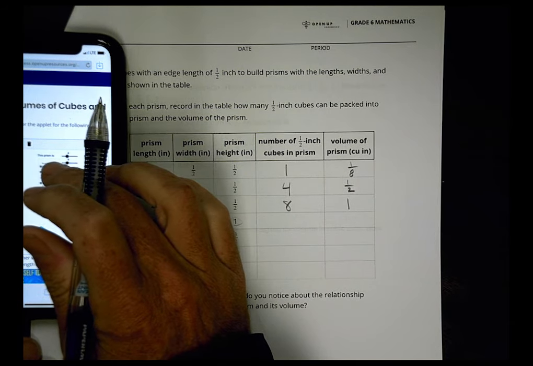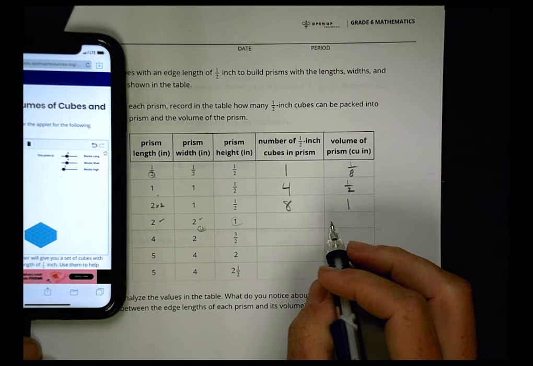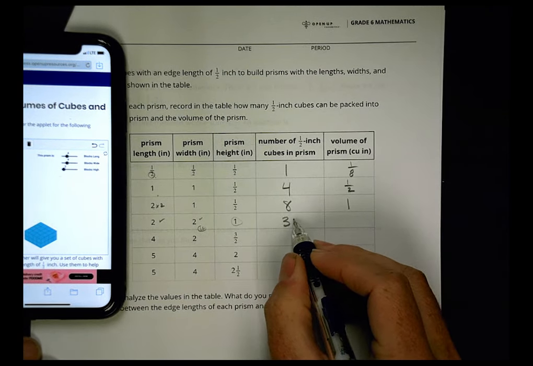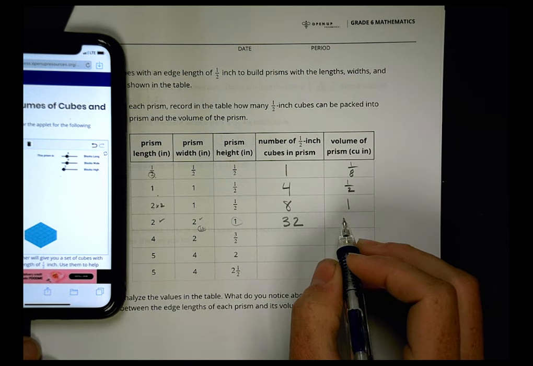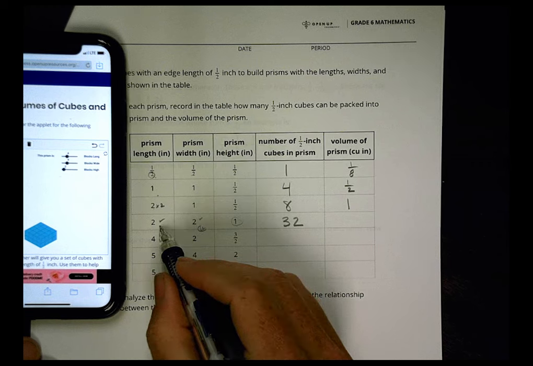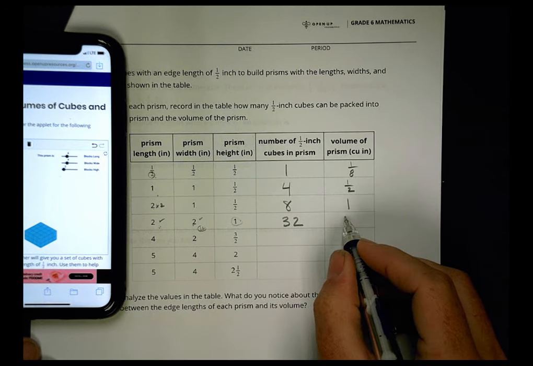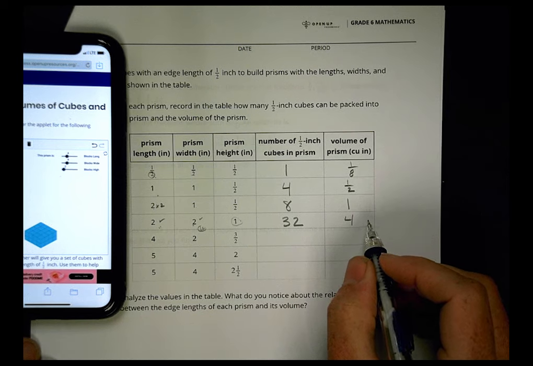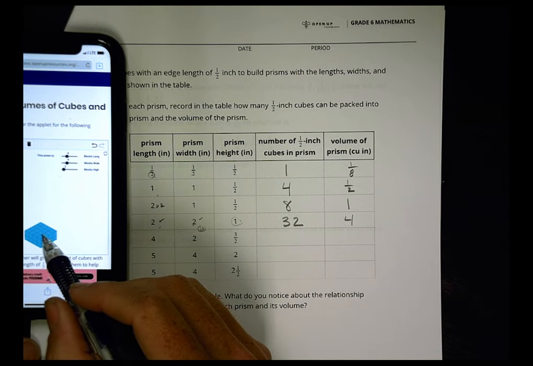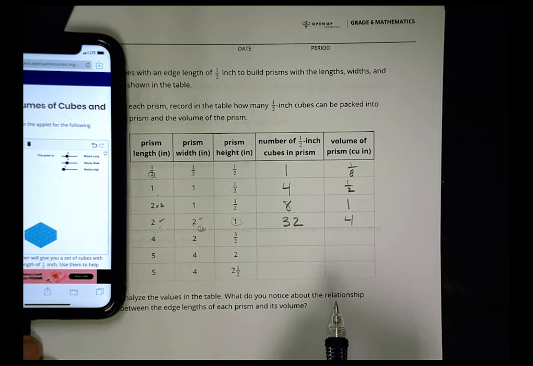And now I'm going to add another layer. So I have 16 plus 16, which is going to be 32. Now, what is that volume going to be? All right, the volume is going to be length times width times height. 2 times 2 is 4, times 1 is still 4. And you can see inside of here, I actually have 4 cubes side by side right there. 4 1-inch cubes side by side.